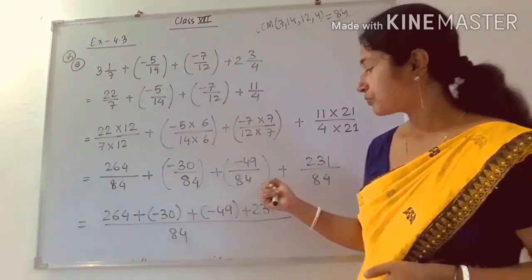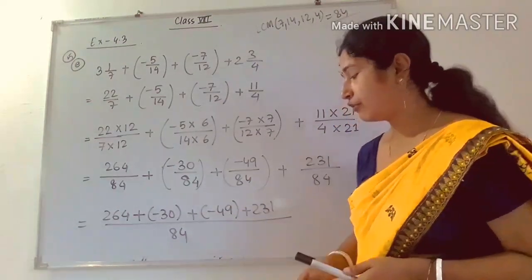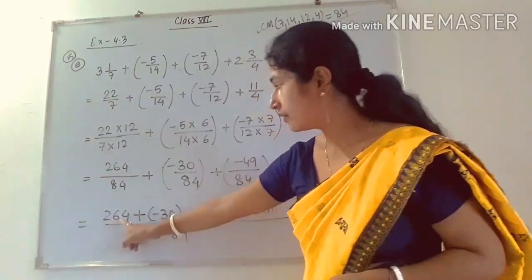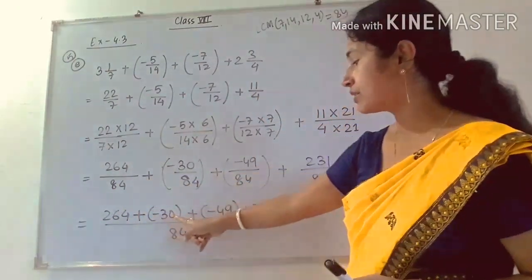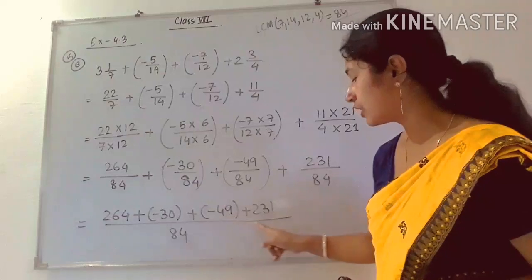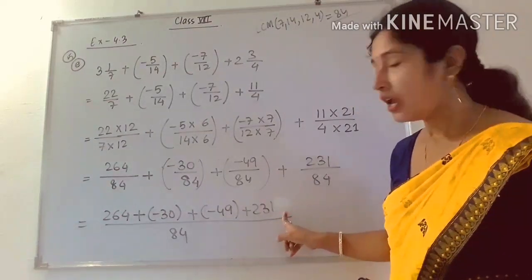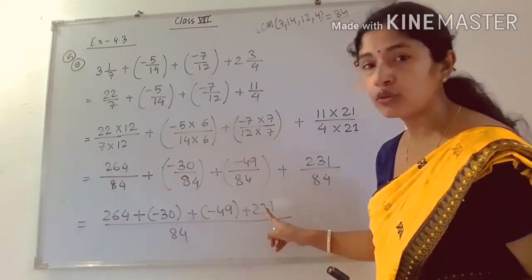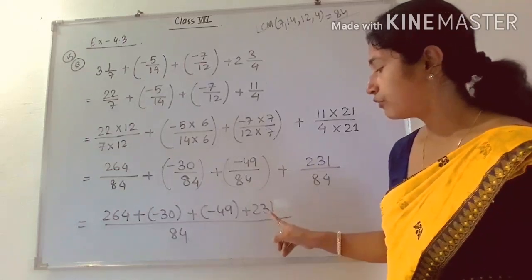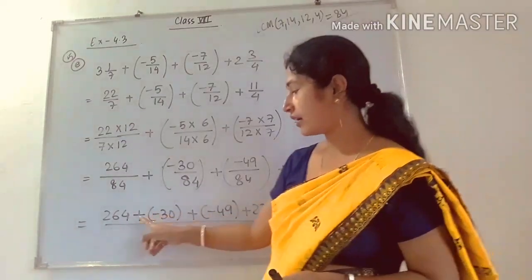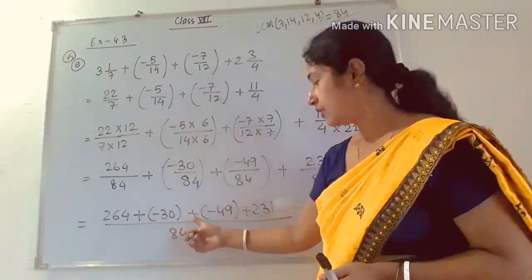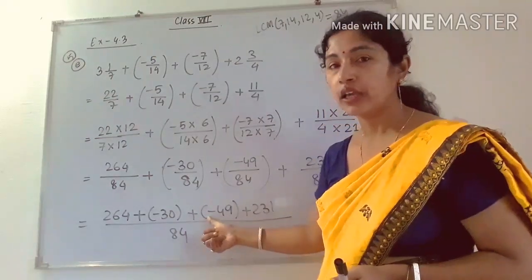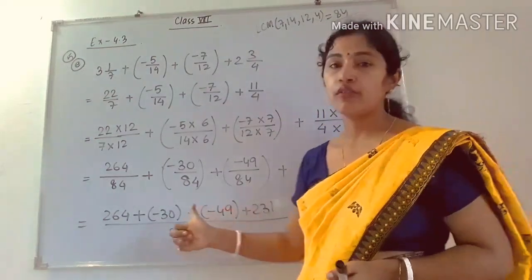So see, the LCM is 84. Here the first number is 264, then plus minus 30, then minus 49, then plus 231. Now first of all, using the BODMAS rule, we have to simplify the bracket first. So plus minus will be minus, and this plus minus will be minus. Like that you have to solve this.